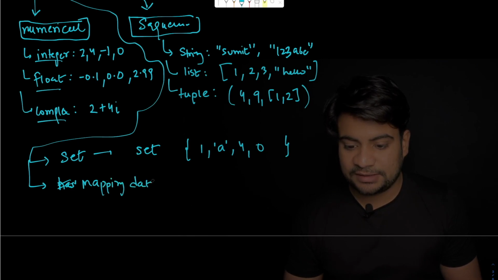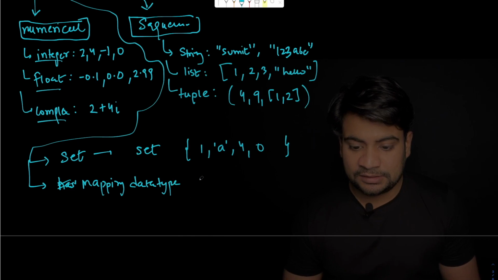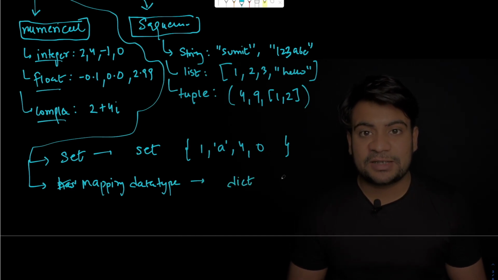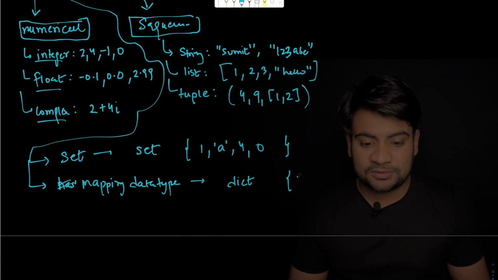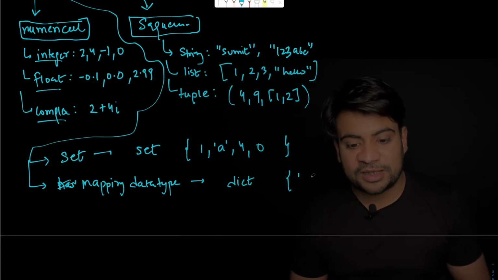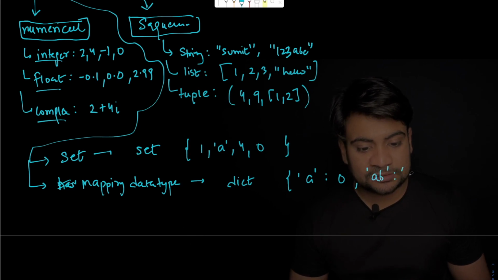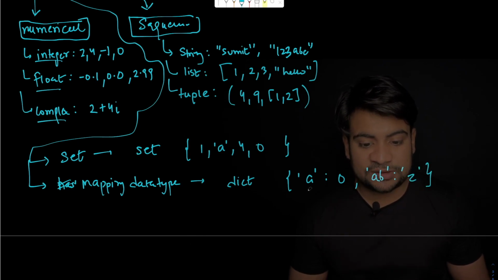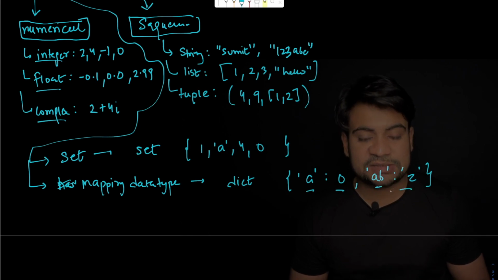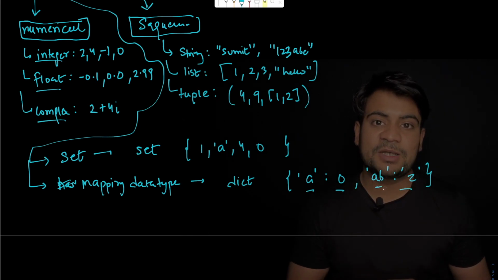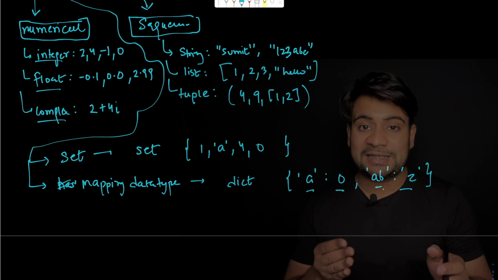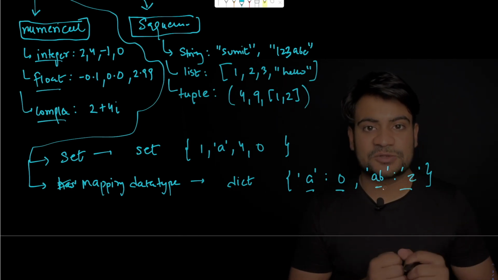Mapping data type. Dictionary is one of the mapping data types that we have in Python. So how we can create a dictionary? Again, curly brackets, and you can have key value pairs. Now this is a key, this is a value, this is a key, this is a value. Dictionary is a mapping data type where you can map data using keys and values.